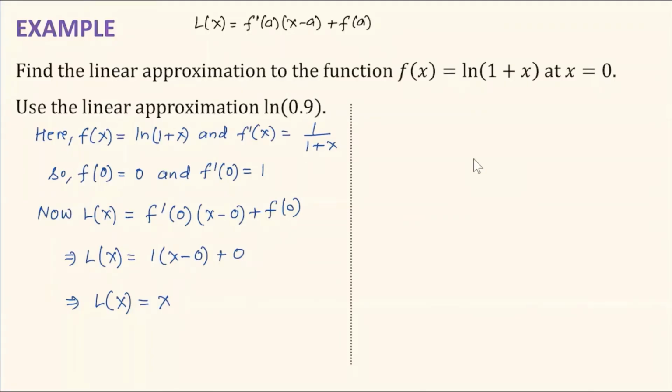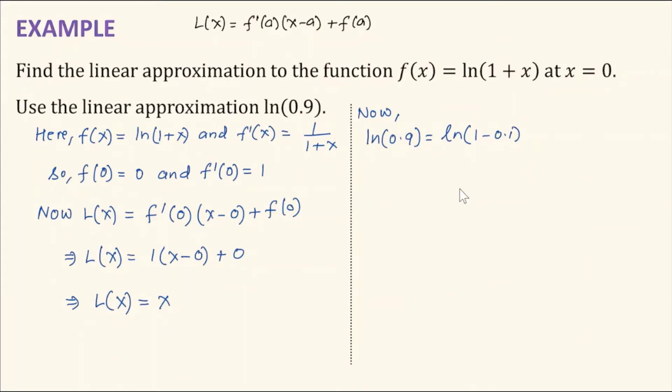Okay. Now to find the approximate value, we are asked to find the natural log of 0.9. But our function is given in the form natural log of 1 plus x. So that is equal to natural log of 1 minus 0.1, because 1 minus 0.1 is 0.9. By doing this, it looks like the form of the function given here, and in place of x, I have negative 0.1.